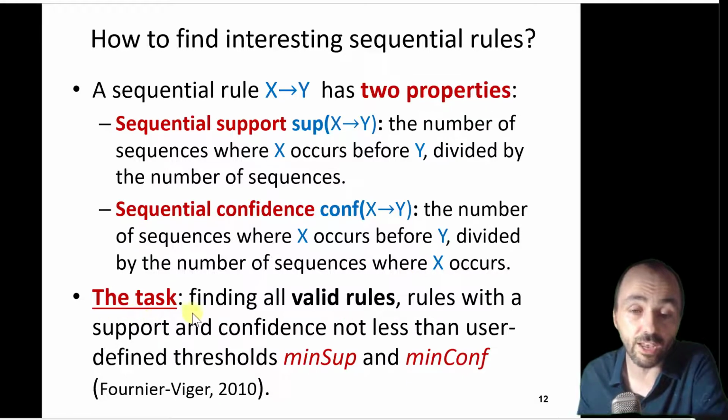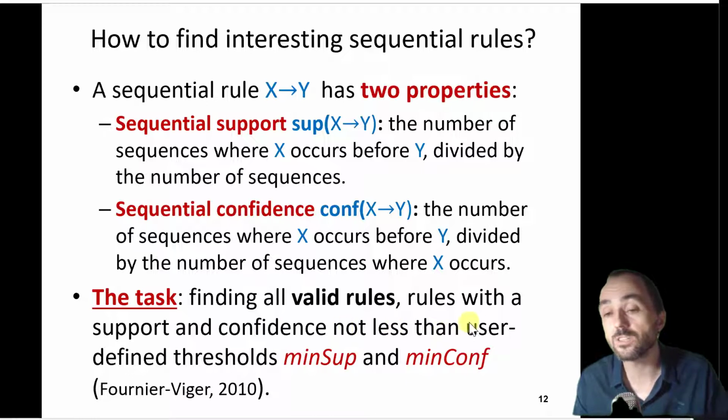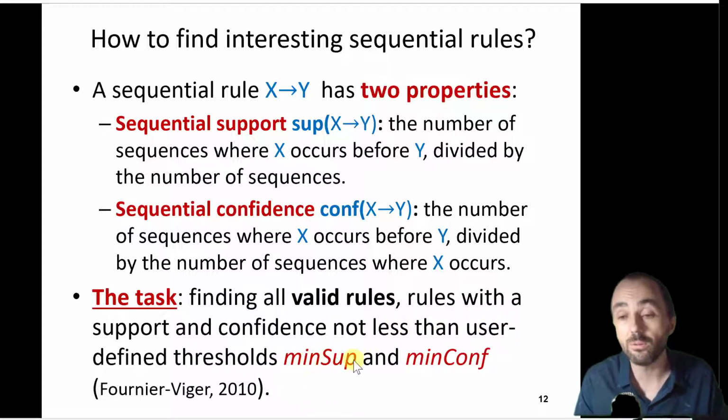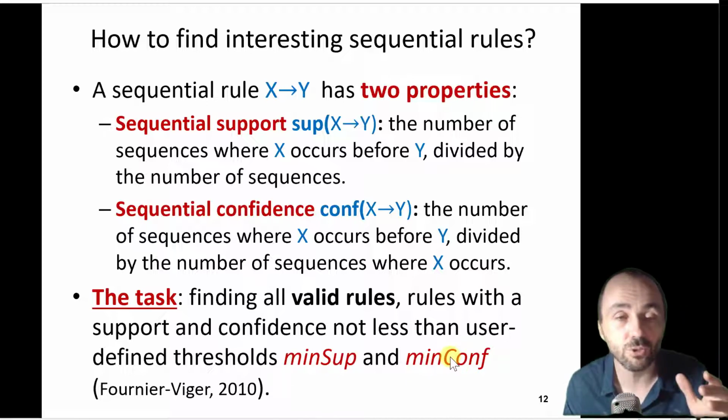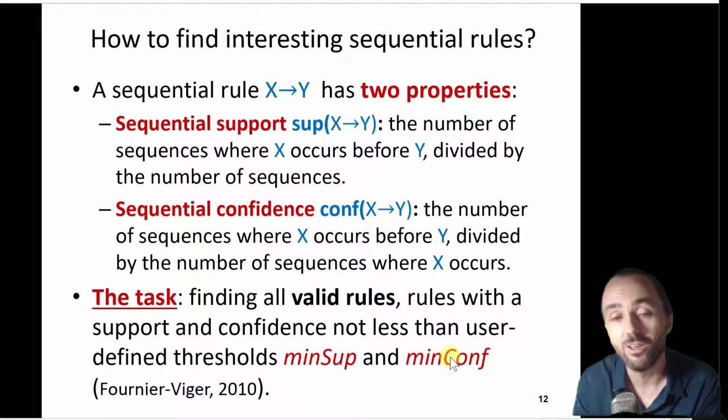Then, the task: we want to find all the sequential rules that have a support and confidence no less than some minimum thresholds set by the user, the minimum support and minimum confidence. Let me show you this with an example to make this clear, because maybe now it's not so clear.